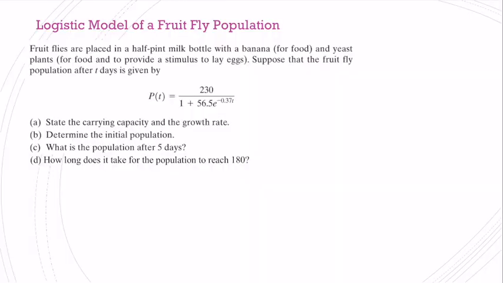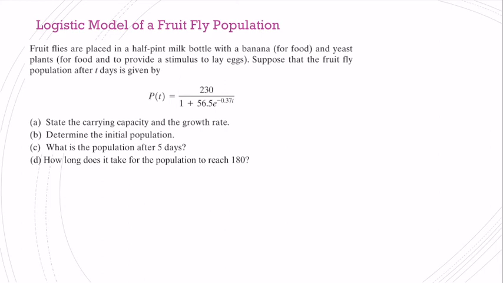Let's talk about fruit flies. So fruit flies are placed in a 1/2 pint milk bottle with a banana for food and yeast plants for food and to provide a stimulus to lay eggs. Thank you for being so detailed. Example problem in our textbook.